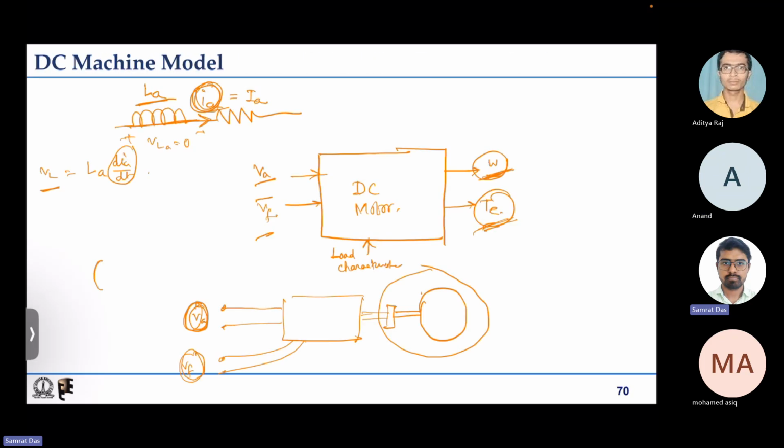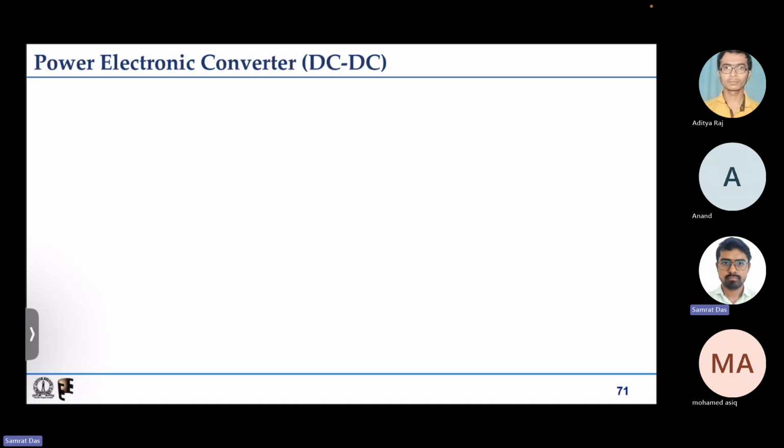Once we have developed a model for the DC motor, then we will look at what type of power electronic converter is suitable for it. We will have a DC voltage input, and it would require a DC voltage output. Now we will look at what the converter for that is going to be, or what switch configurations we should use.